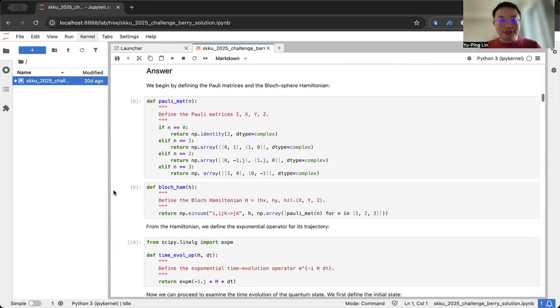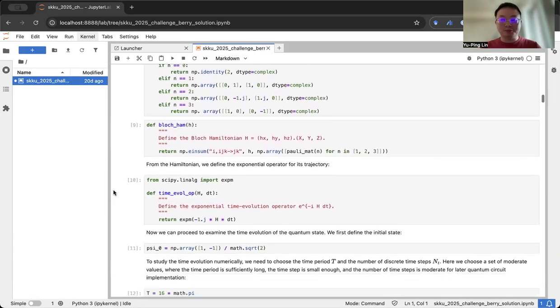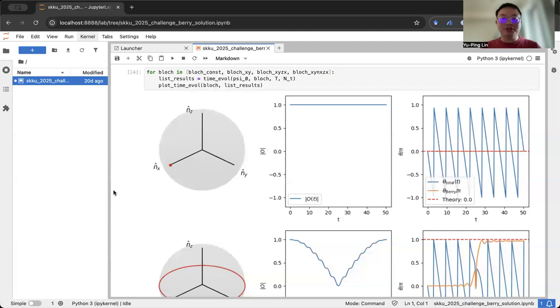I will skip the code part, which you can look into in the Jupyter notebook, and I will just show you the result. If we are looking at the constant Hamiltonian where the Bloch vector stays at the same point, then we can see that the overlap magnitude will remain 1. Meanwhile, the complex phase will oscillate, which is the dynamical phase oscillation related to the energy, but the Berry phase will remain 0.